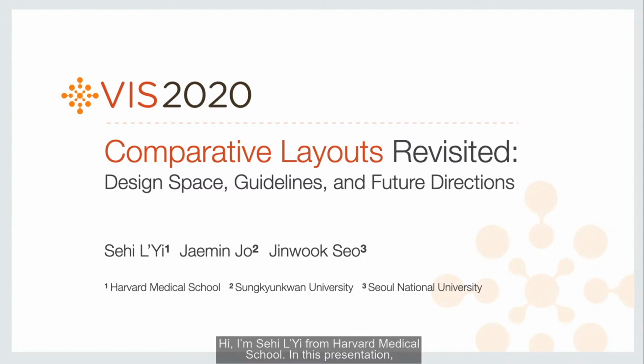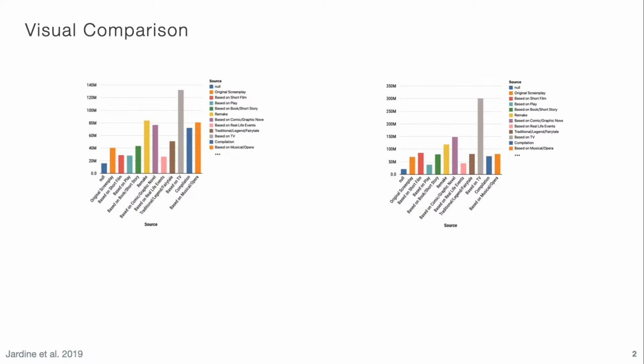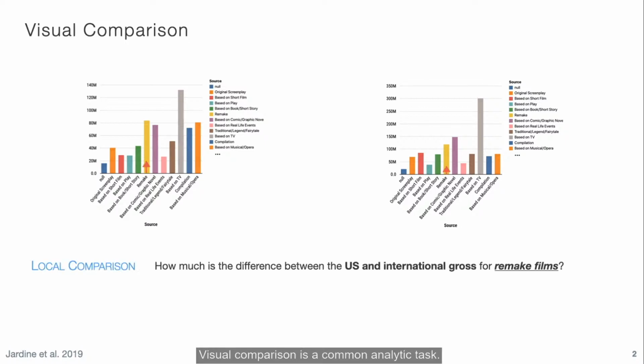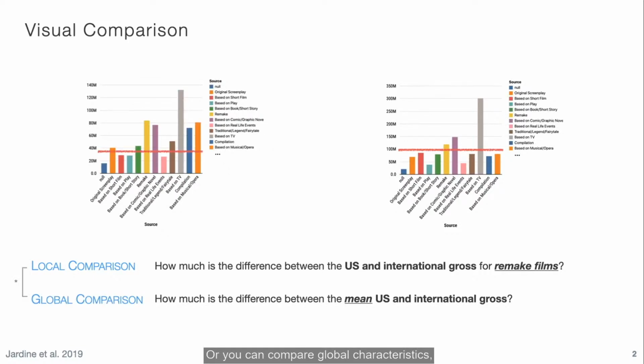Hi, I'm Sehi from Harvard Medical School. In this presentation, I'm going to introduce our survey on comparative layout. Visual comparison is a common analytic task. For example, you may want to compare local characteristics in visualizations, such as estimating the delta of two bars. Or you can compare global characteristics, such as calculating mean values in individual bar charts and comparing them.